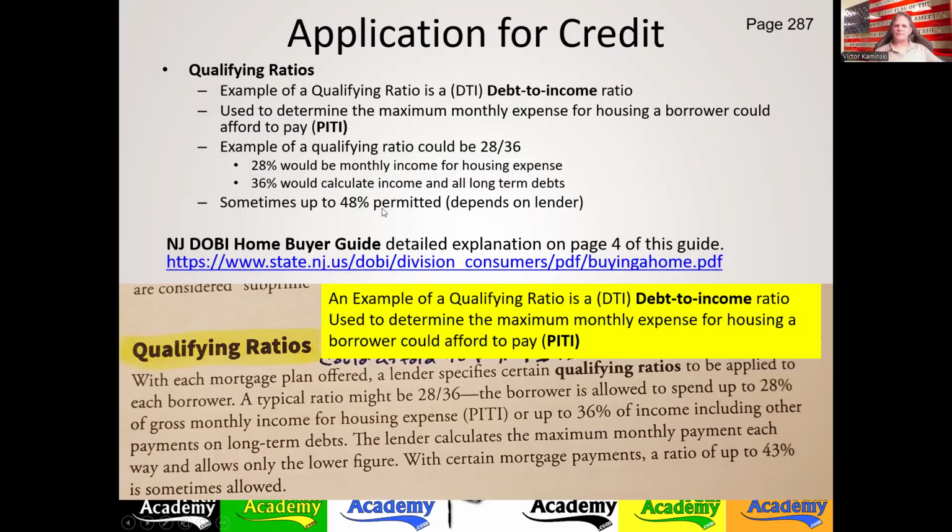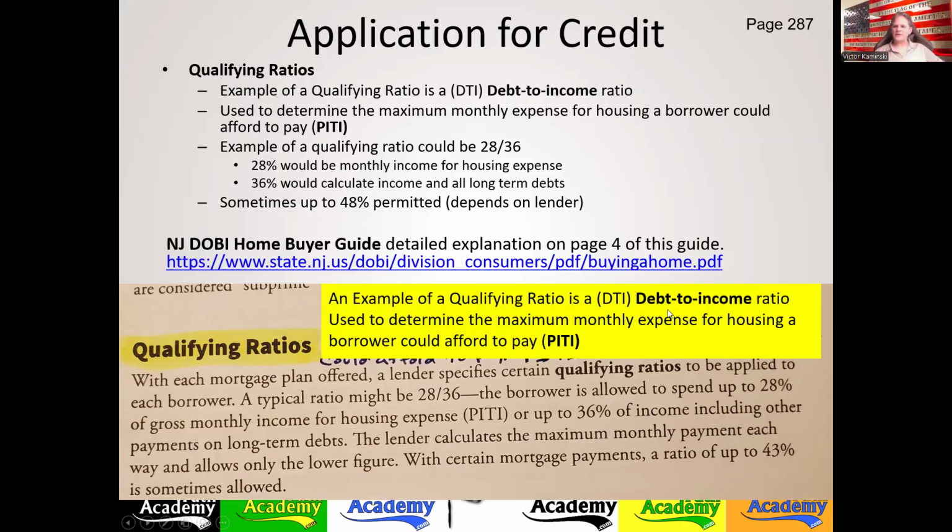Sometimes lenders may allow up to 48%. It depends on the lender. Okay. Now, the DOBI home buyer's guide, I shared this link with you the other day. I got a couple screenshots in the next slides which explain the qualifying ratios, those debt to income ratios, how they work. But you need to know this for the exam.